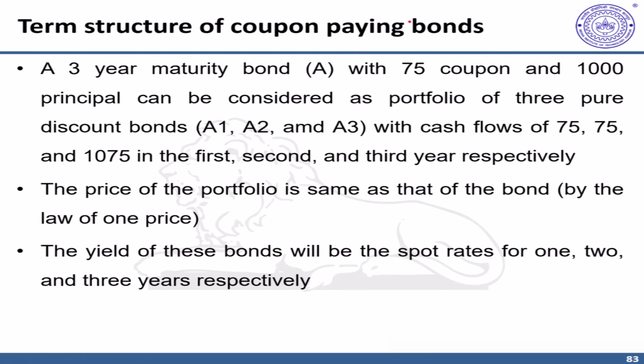Consider a 3-year maturity bond A with a coupon of 75 and principal 1000. This bond can be considered similar to a portfolio of three pure discount bonds A1, A2, A3 with cash flows of 75, 75 in the first and second year and 1075 in the third year respectively. The price of this portfolio of three bonds should be the same as the original bond by the law of one price, if all three are of the same risk, let's say purely risk-free bonds. The yield of these three bonds should be the spot rates for 1, 2, and 3 years respectively. So this is the intuition behind generating the term structure of coupon paying bonds.